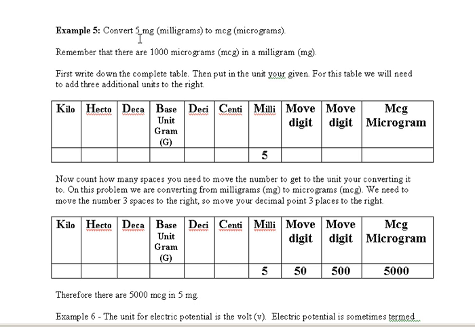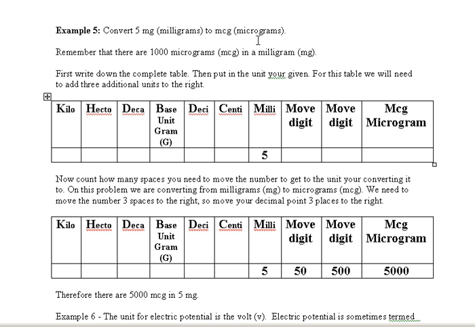Here's another problem. Convert 5 milligrams to micrograms. Okay, well, here's the base unit, which is going to be grams in this case, and we've got our stuff to the left. The kids hate doctors, because, okay, so the kilo, hecto, and deca right there. And then because doctors cost money, deci, centi, and milli, okay.